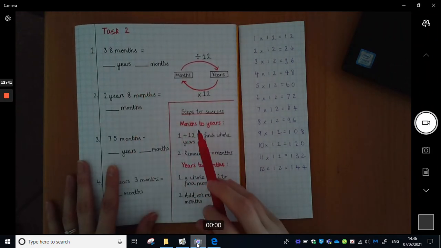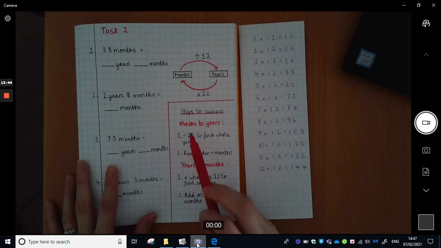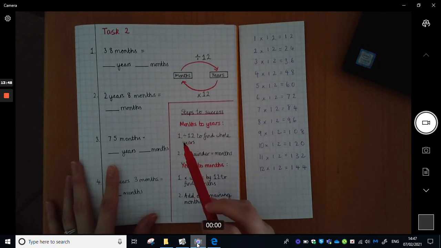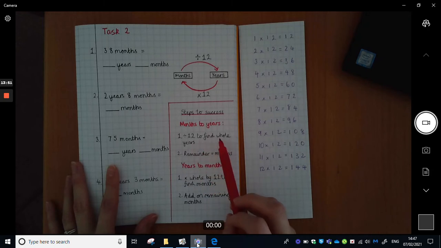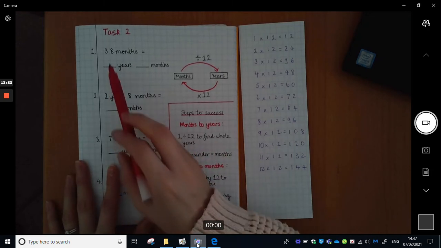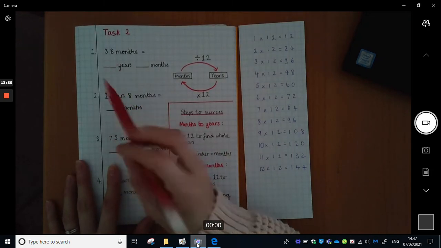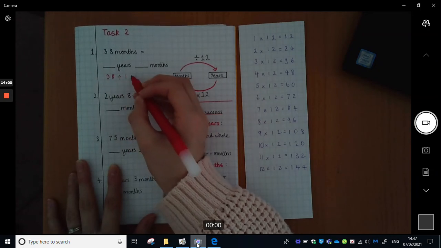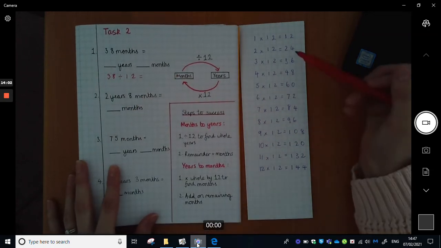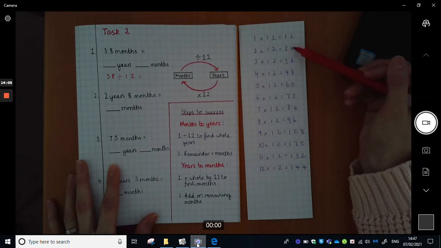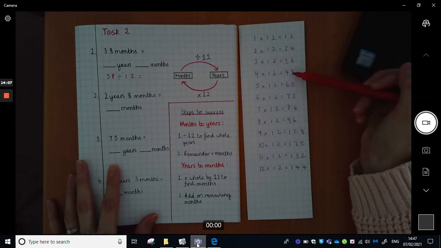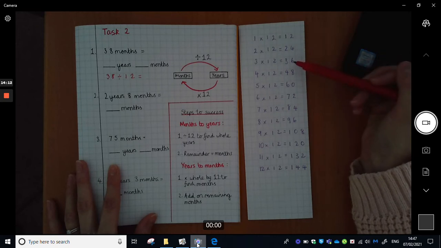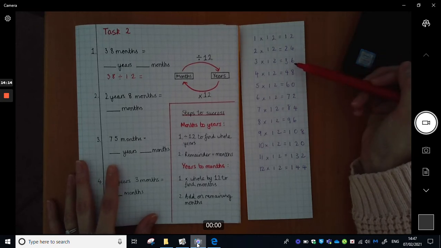So I'm going from months to years. So step 1 I need to do, very similar to the last one that we just did, but with our 12 times tables this time, I'm going to divide by 12 to find the whole number of years. So I need to know how many groups of 12 are in 38. 38 divided by 12. So I'm going to use this to help me. 1, 2, 3. Oh, that's 48. So I know 36 is the closest. So 1, 2, 3, it's going to be 3 years. Okay.